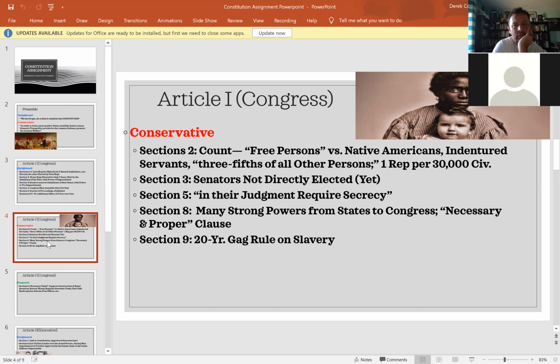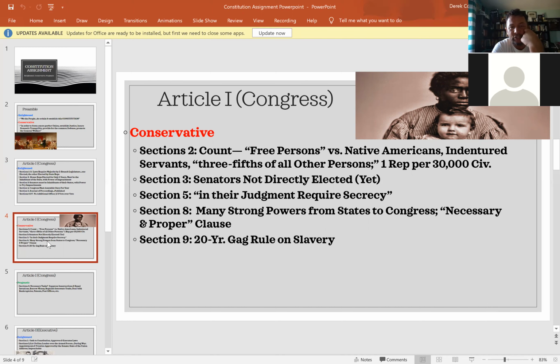you're counting for tax purposes and for representation purposes, how many reps you have. Because remember, you have one rep for every 30,000 civilians. To me, that also is conservative. Only one voice for 30,000 civilians, serving as their mouthpiece in Congress.